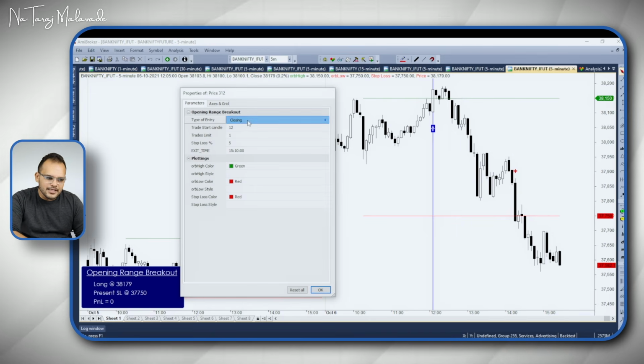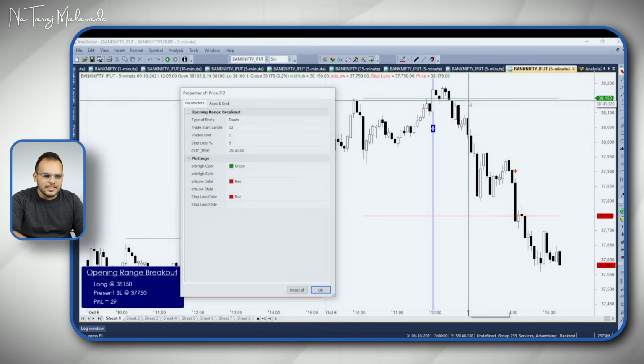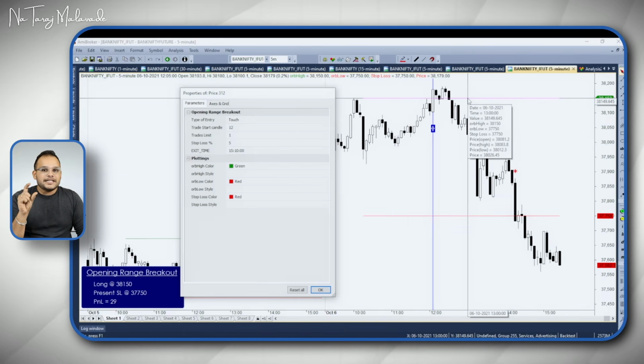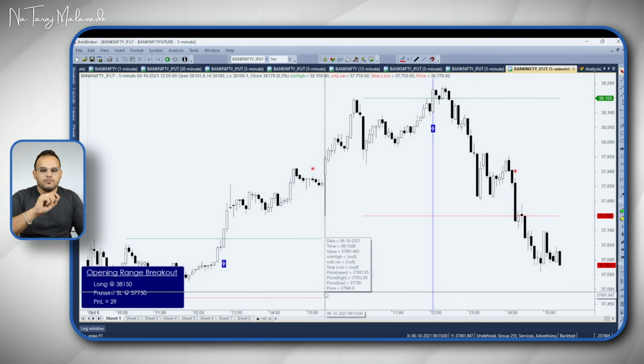So if I make it as a touch basis, you can see 38,150, which is nothing but the opening range high, that will be considered as an entry. So typically, in my personal view, I will take it as a touch entry, the moment the market triggers. We don't wait for the market to close; immediately we will get into the trade. Or if you are a trader who wants confirmation, you can also wait for the closing of the market and then get into the trade.